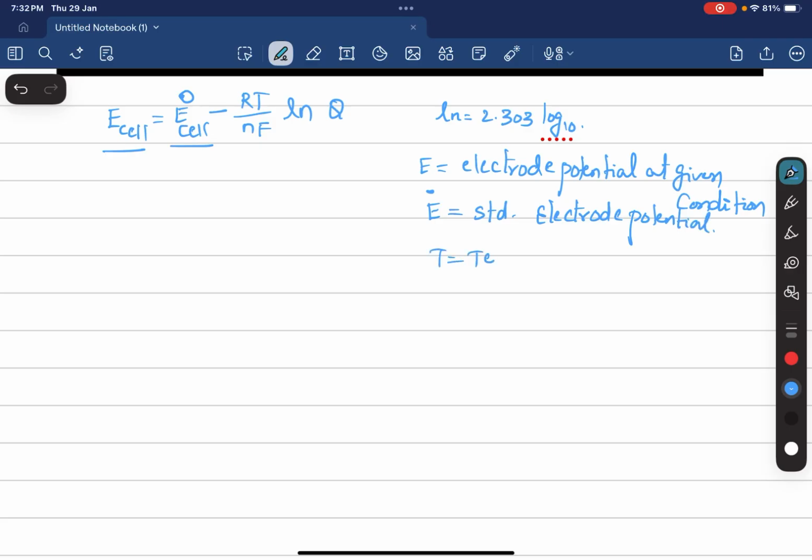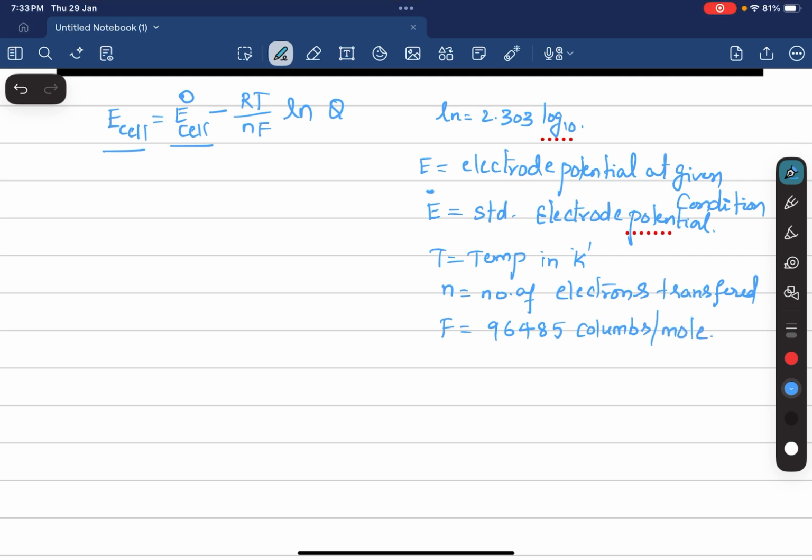T is temperature in Kelvins only. n is the number of electrons transferred, this is important. F is 96,485 coulombs per mole. How to get this value? It is just the charge of 1 mole of electrons. Q equals the reaction quotient.